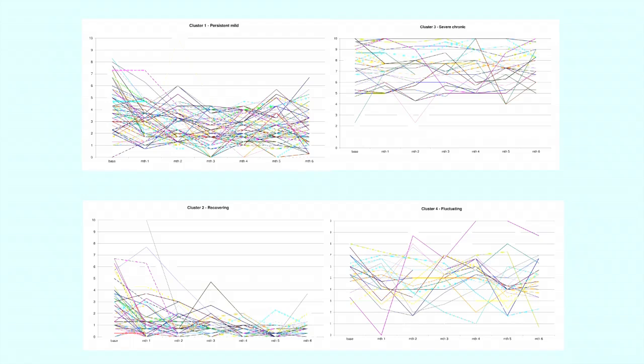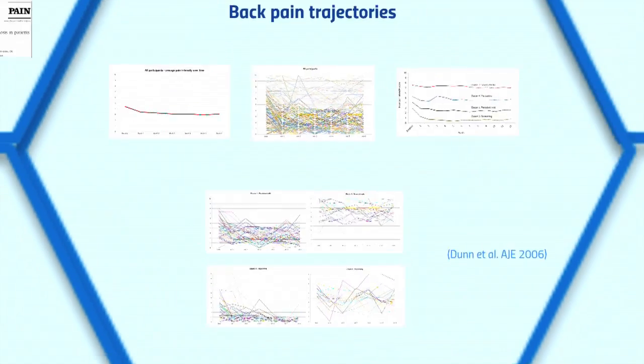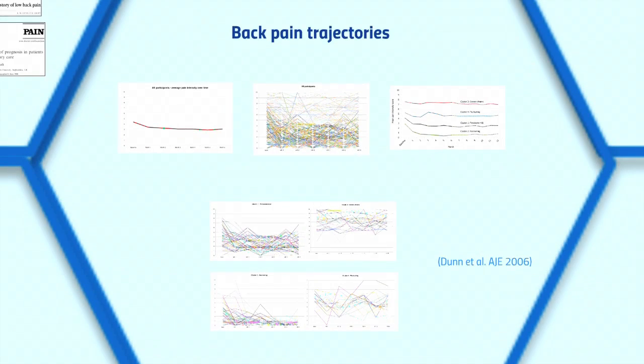Whereas if you look at the graph at the top right, those are people who've got severe chronic pain. So their pain is always above a 5 out of 10 for the whole period that we're looking at them. And similarly, the two graphs at the bottom show the recovering group who have very low levels of pain, often no pain during the follow-up period, and then the fluctuating group, which really is all over the place, and these are people whose pain varies wildly from very low levels to very high levels. But that's actually the smallest group of the pain clusters. So that's a little bit about the back pain trajectories, and I'll come back to that again.